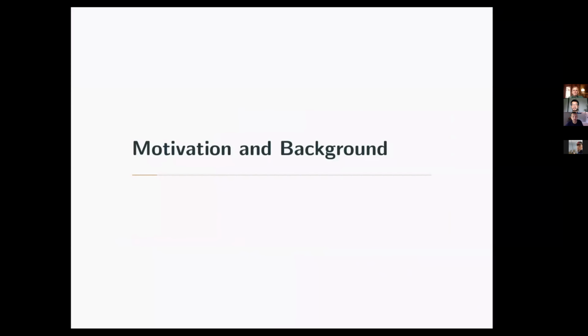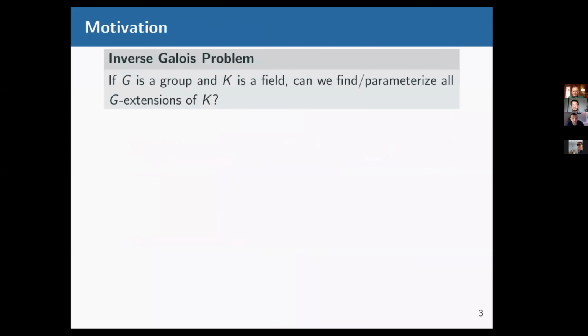All right, so motivation and background. These are some big picture ideas that are going to get us to the topics that I'll be talking about today. The big thing that is motivating a lot of what we're thinking about is the inverse Galois problem, which says if I give you a field K and a group G, is it possible for us to describe or ideally even parameterize all of the extensions of K whose Galois group is G? So these are the things I'm calling G extensions.